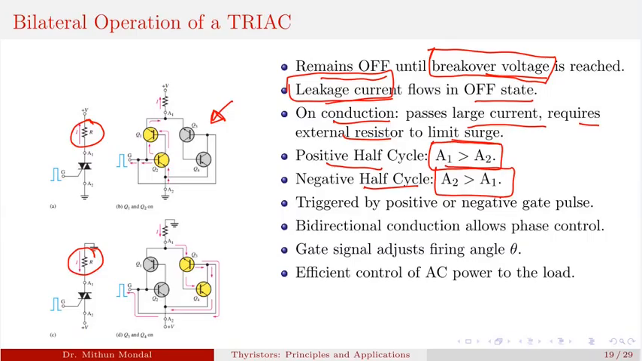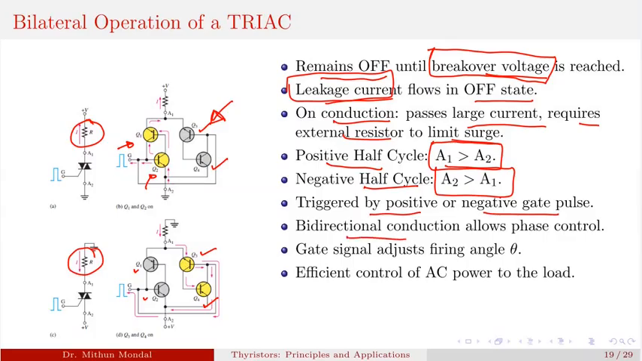So in the case where Q1 and Q2 both are on and the other two transistors, Q3 and Q4, are off, then it is in the forward operation where the current will be flowing in the positive direction. When Q3 and Q4 are on and Q1 and Q2 are off, then the current will be flowing in the negative direction. So it will be triggered by both positive as well as negative gate pulse, which is not the case for SCR. In the SCR, you have only positive gate pulse.